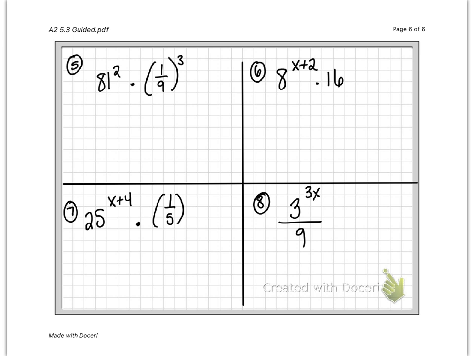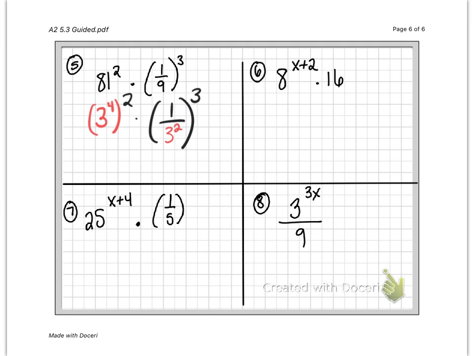So if we have, like, number 5, 81 squared times 1/9 to the 3rd, we could get these to all have a base of 3. Always go to the lowest possible base, and then we can put it all together in a most simple form. So we're going to rewrite each of these with a base of 3. If we start with 81 squared, 81 is 3 to the 4th, squared. Let's leave that with black. Times 1 over, rewrite 9 as 3 squared to the 3rd.